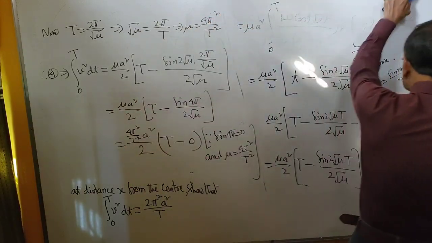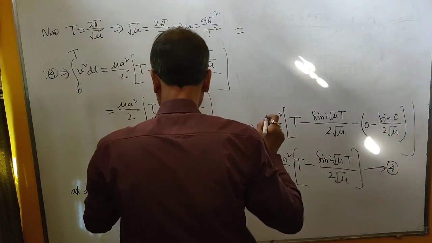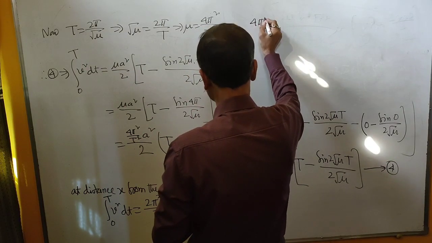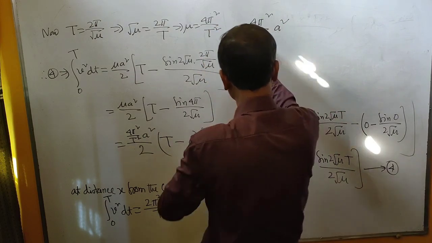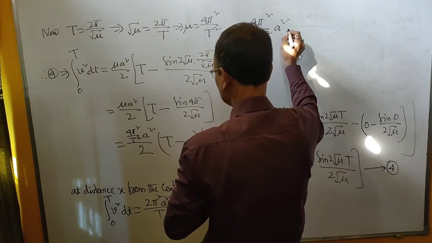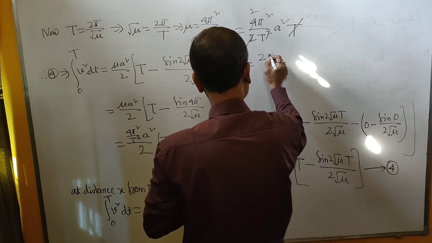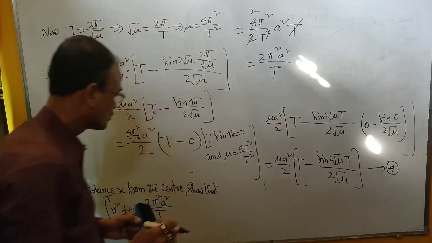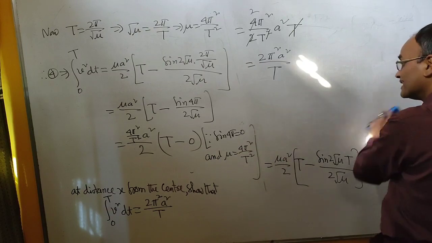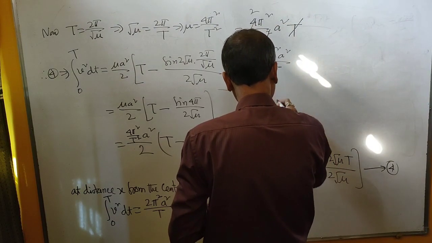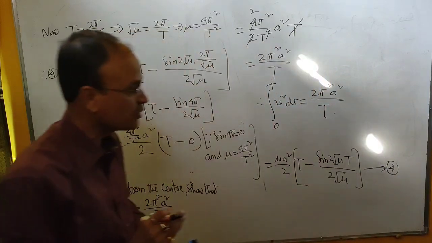This is equal to 4 pi square by T square, a square divided by 2, into capital T. The 2 and the T cancel, so this is equal to twice pi square a square divided by T. Therefore, integration 0 to T of v square dt equals twice pi square a square divided by T.